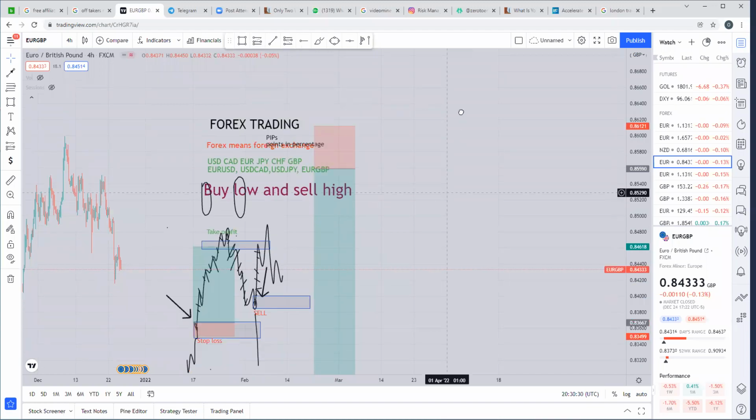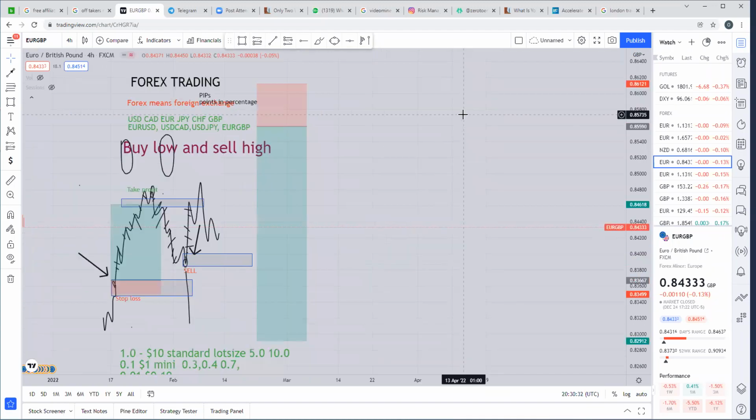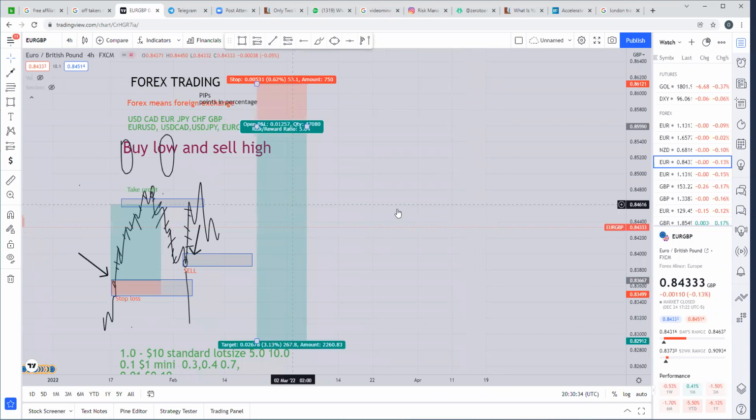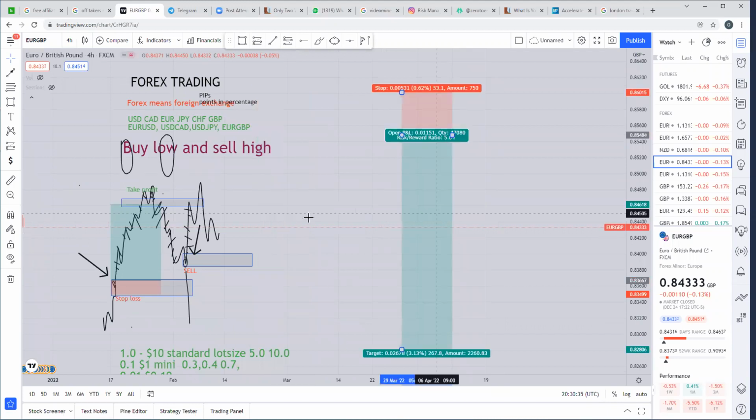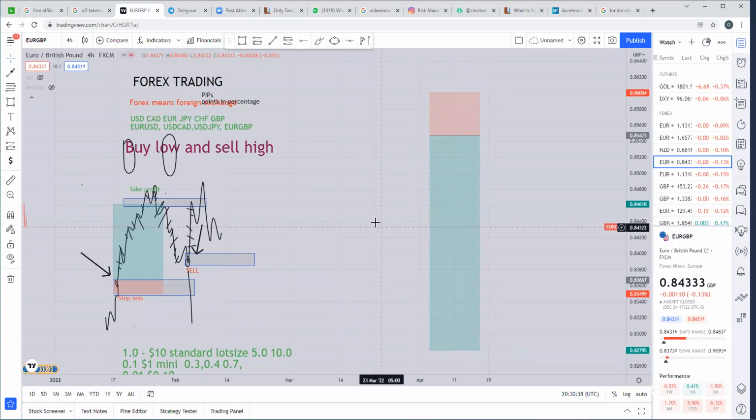Okay, so that is it about that. We talked about pips. Pips are the differences, standard lots, and all of that. Now let's talk about candlesticks, about the candle.